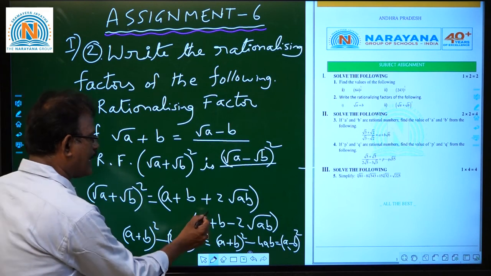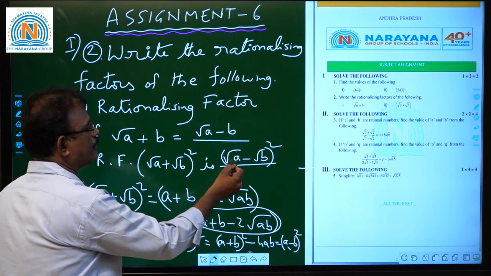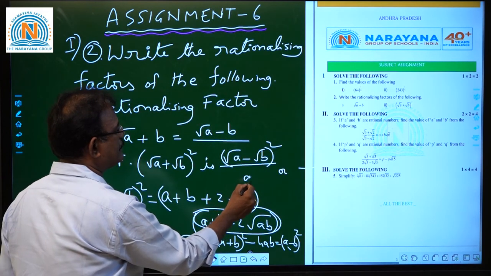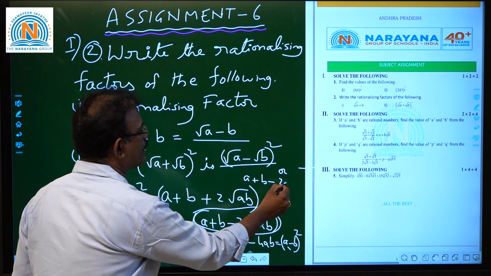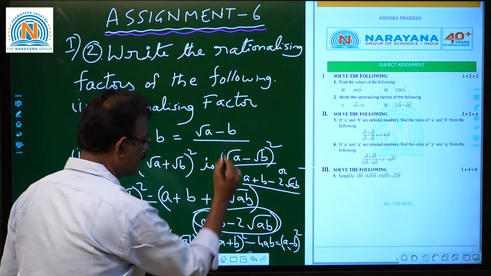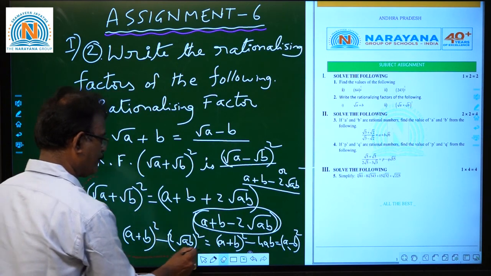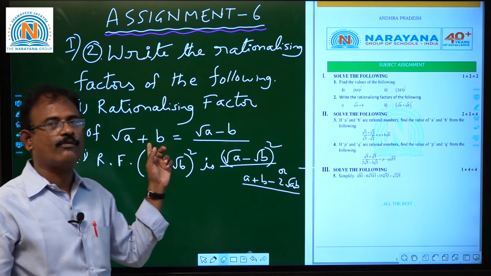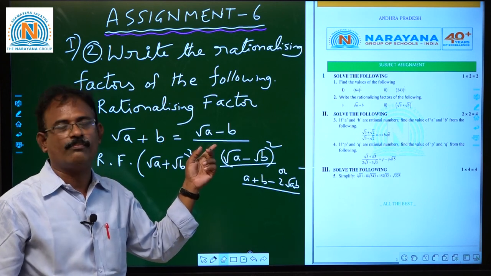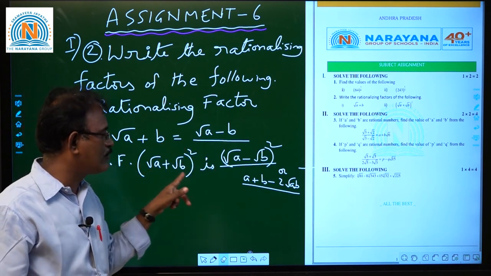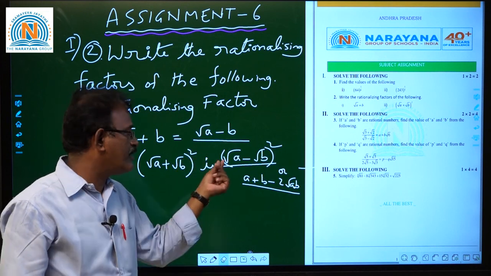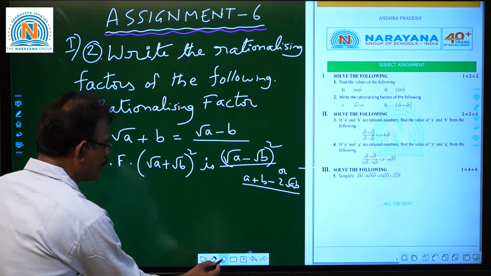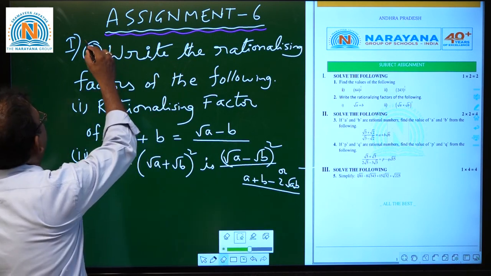So what is the rationalizing factor? Of course (root a minus root b) whole square, or else after you expand, this is a plus b minus 2 root ab, also we can consider. So what is the rationalizing factor of root a plus root b? Root a minus root b. What is the rationalizing factor of (root a plus root b) whole square? We may consider (root a minus root b) whole square, or else its expanded form. So come back to our next question, children. Next Roman.